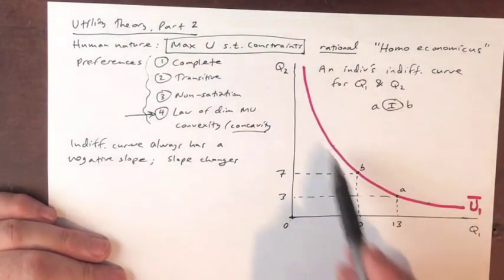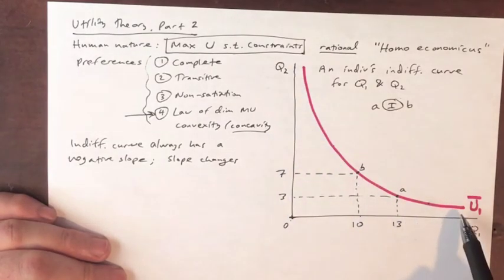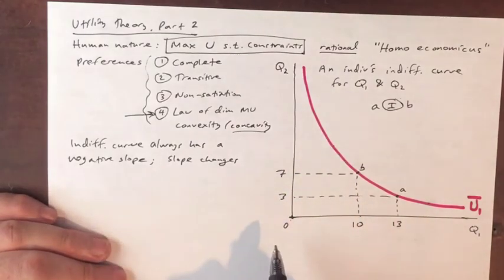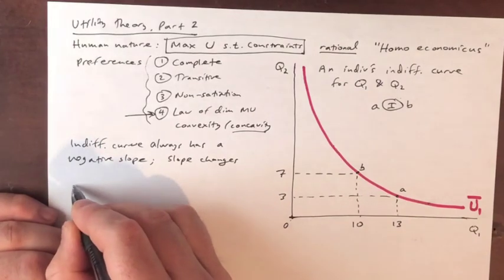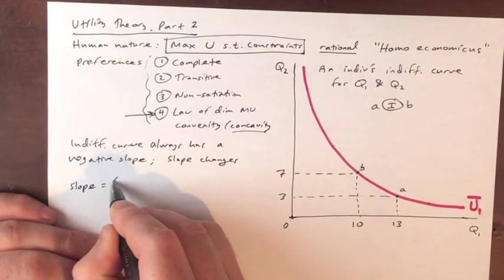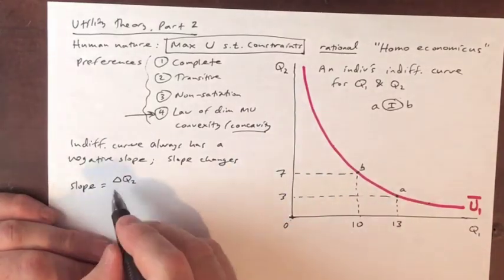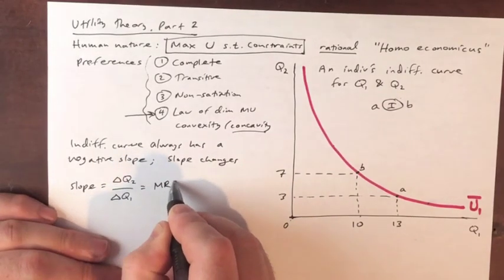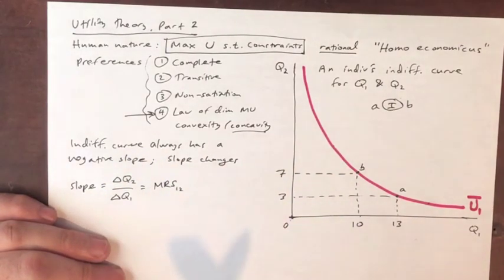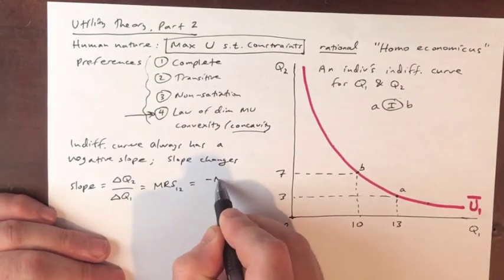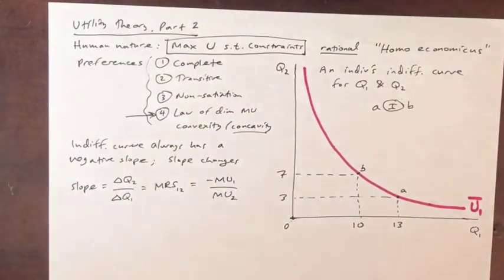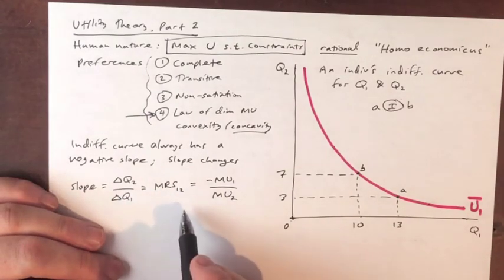It's curved, and the slope is going to change along this thing, okay? And if it's curved in that manner, we're going to go from less steep here to more steep here, like I said, all right? So the slope changes, and we can describe the slope, right? The change in the vertical, that's Q2, over the change in the horizontal, Q1. We describe that as the MRS between these two goods, right? The marginal rate of substitution. And we said this is equal to negative MU1 over MU2, like we did in the first video, for part 1. All right, MRS, the marginal rate of substitution.